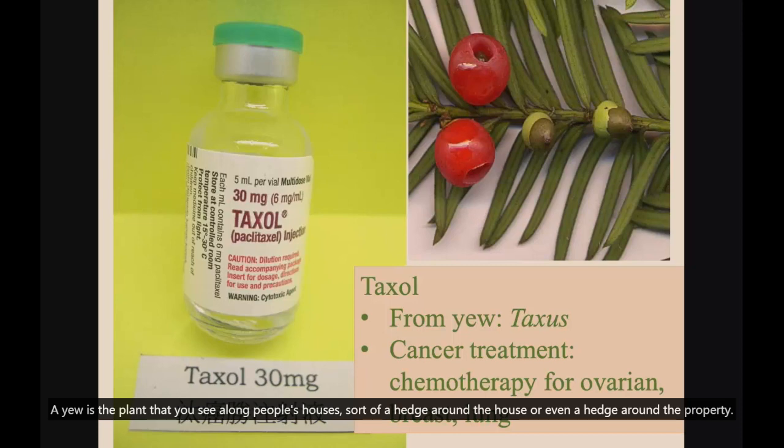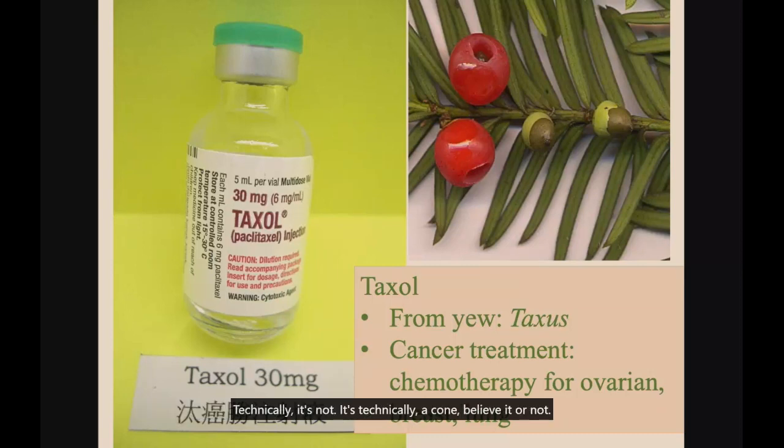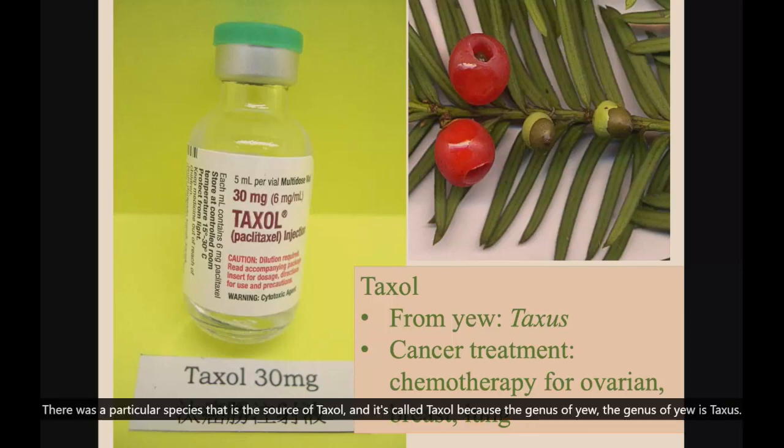A yew is the plant that you see along people's houses, so sort of a hedge around the house or even a hedge around the property. Those are almost always yews, unless they're tall and columnar, then that's something else. But these yews often have this little red thing here that you might think is a berry. Technically it's not. It's technically a cone, believe it or not. But this yew is the source. There was a particular species that is the source of Taxol.